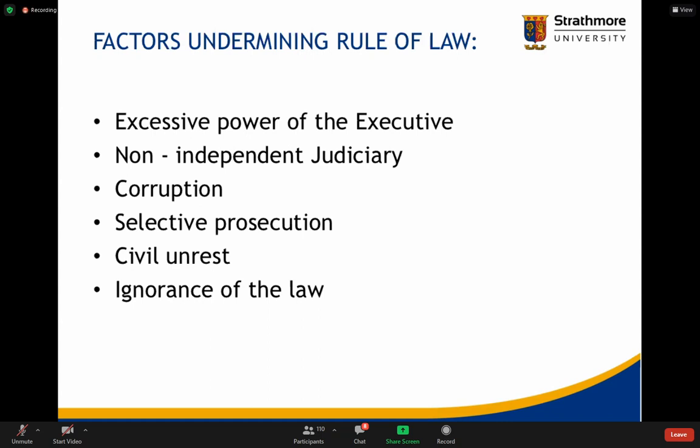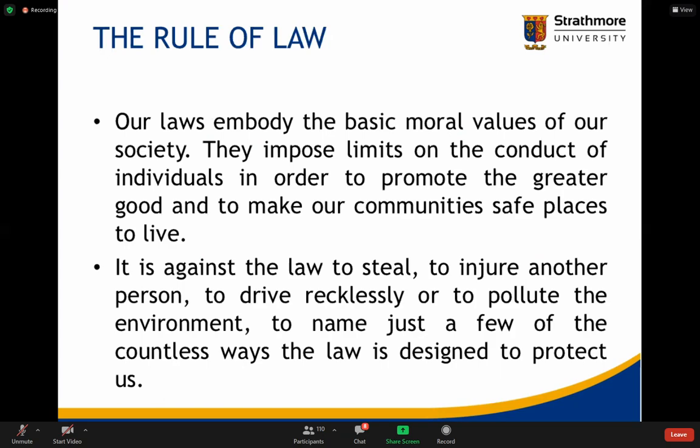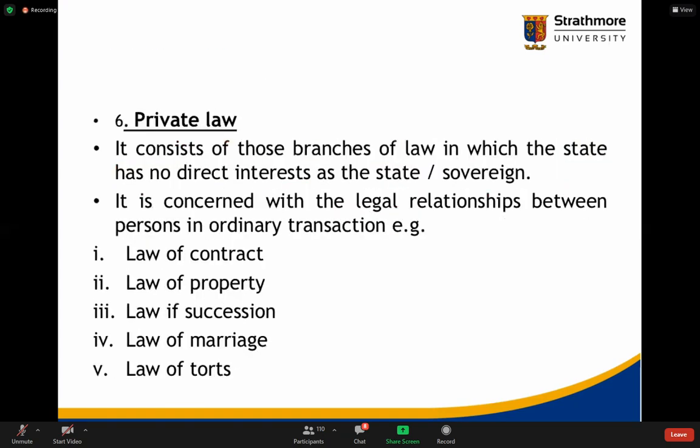Corruption, selective prosecution, civil unrest, ignorance of the law. So all these are factors that undermine the rule of law, and you know how they undermine the rule of law. So that marks the end of our chapter number 1.